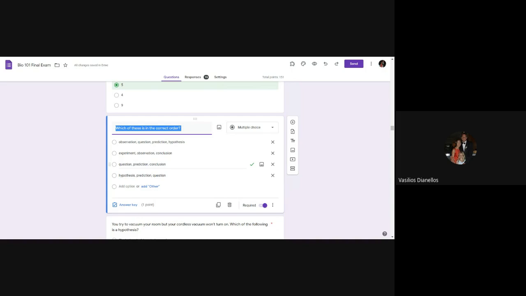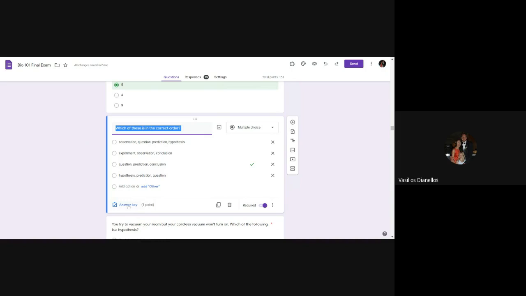So here we go. We're on the right track. Prediction. Yeah, there we go. I mean, we skipped some steps, but prediction does come after question. Conclusion. There you go. That is the right answer. Question, prediction, conclusion. Obviously, we skipped some steps, but it is in the correct order. Hypothesis, prediction, question. Again, this is just in the wrong order. Hypothesis does come before the prediction, but obviously the question comes first. So the answer is simply question, prediction, conclusion.